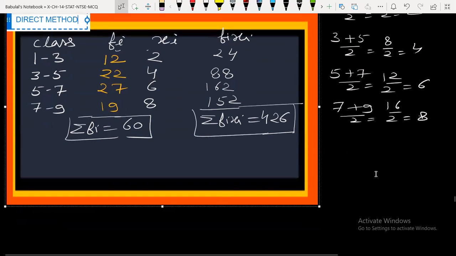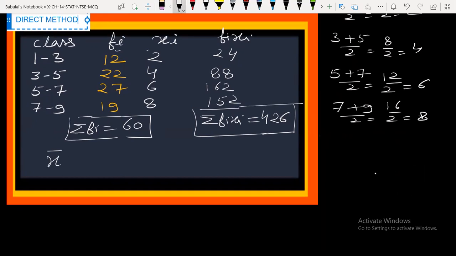Now please memorize the formula for the mean. So that is x bar. This is the symbol for the mean. The formula is sum of all f and x divided by sum of all f, frequencies, that is 426 upon 60. Please calculate now yourself.